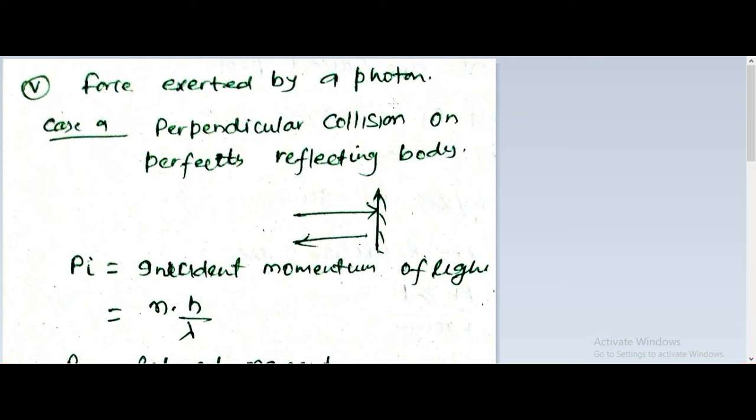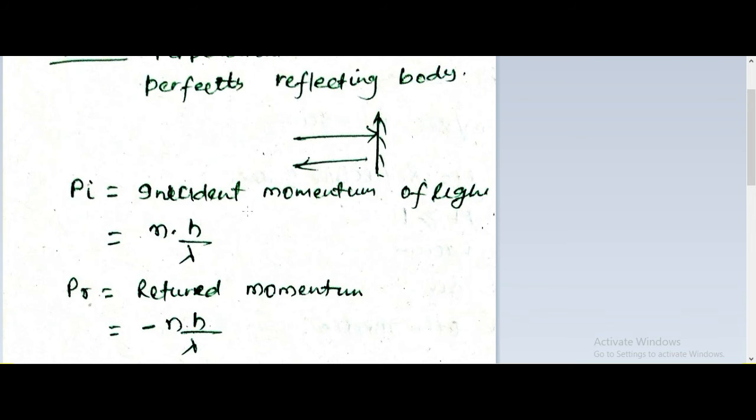If a photon has an impact on any metal surface, definitely there will be a force exerted by these photon particles. We will consider different cases here. If the surface is a perfectly reflecting body with perpendicular collision, then as the photons are incident on that surface, the same are reflected by that surface. So incident momentum is equal to reflected momentum, but direction will be different. Incident momentum is n into h by lambda, and returned momentum will be the same, n h by lambda.